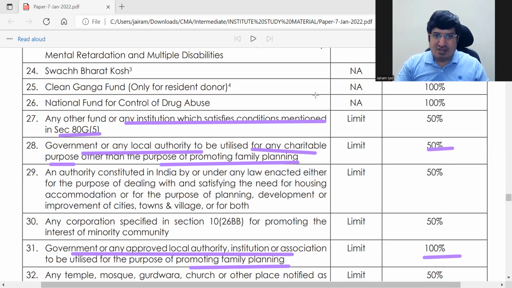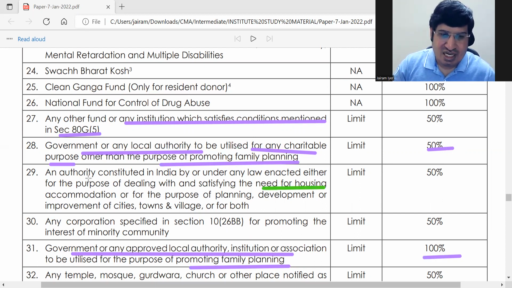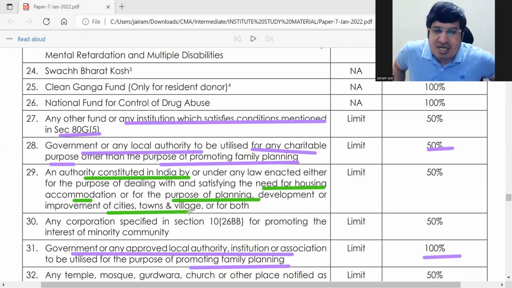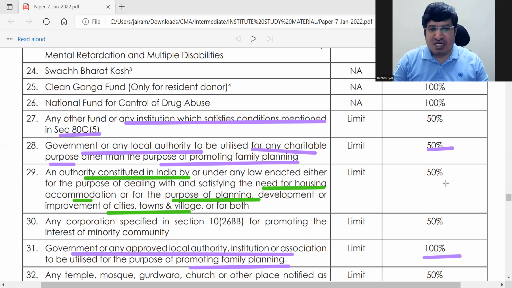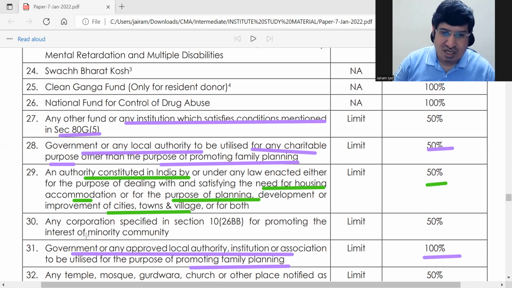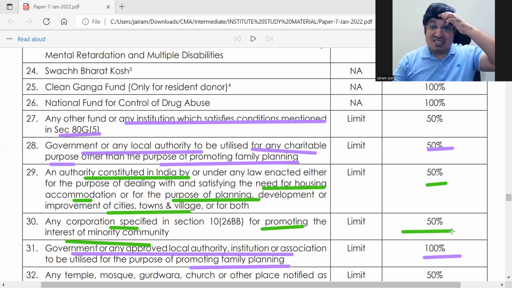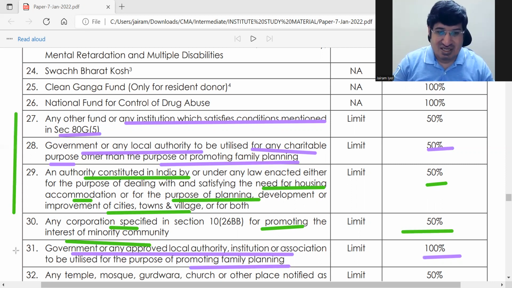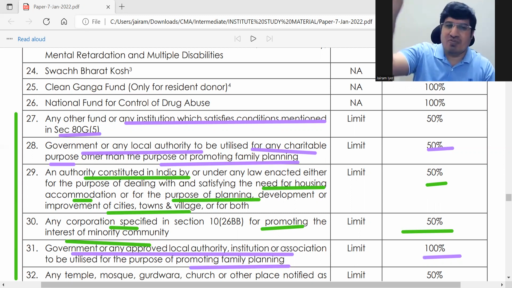Okay, let's check. This is done, and then what is the next one? This is housing: loan for any authority, for housing, for the purpose of planning, development, improvement of cities, all these things. Housing accommodation kind of thing. This is also 50%. And corporation for promoting interest of minority community. This is also 50%. Just read these ones.